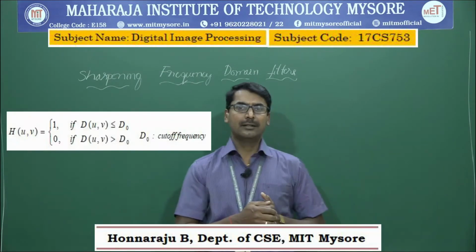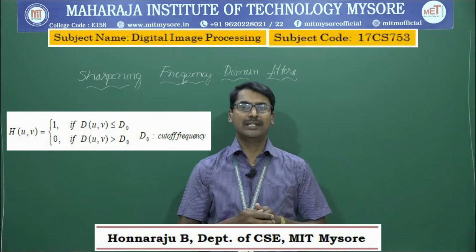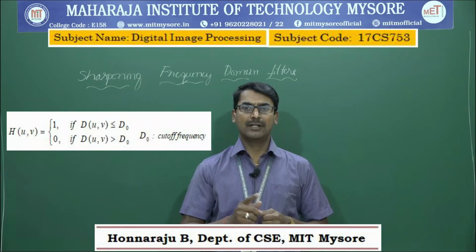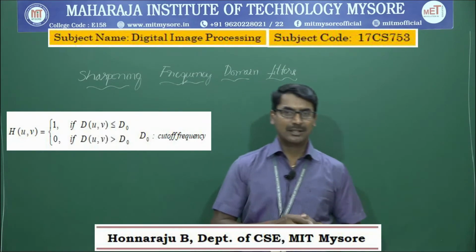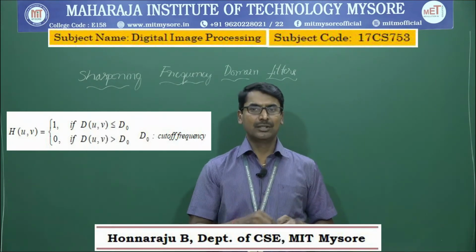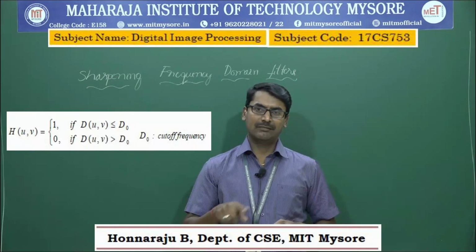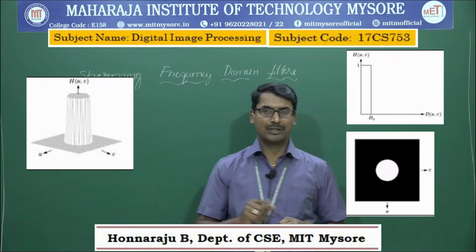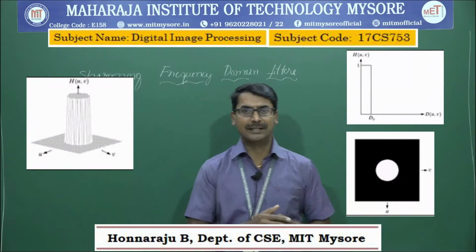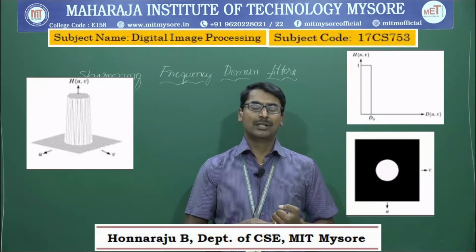The equation for the ideal low pass filter is H(u,v) = 1 if D(u,v) is less than D0, otherwise 0 is assigned. So within the cutoff distance the frequencies are allowed, and above the distance value they are eliminated. In the ideal low pass filter, D0 is the cutoff frequency and D is the distance value, which is calculated using the Euclidean distance.